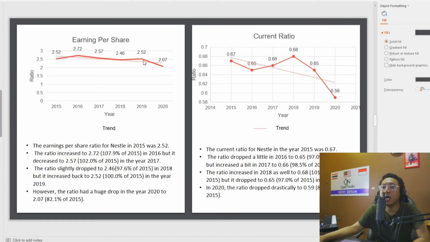For the earning per share, in the first year it had 2.52, and then it increased to 2.72. After that, it decreased to 2.46 in 2 years, and increased to 2.52, and decreased to 2.07.